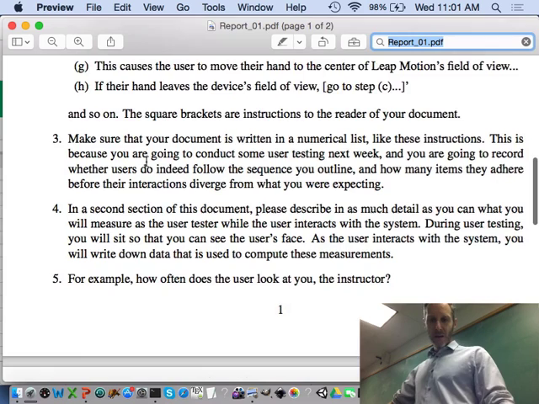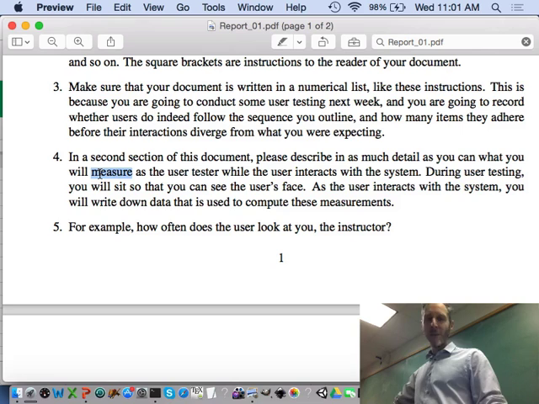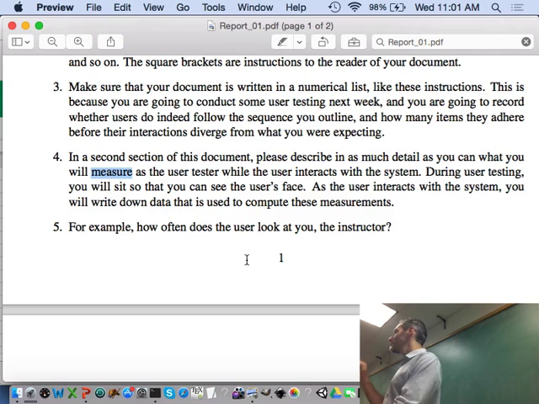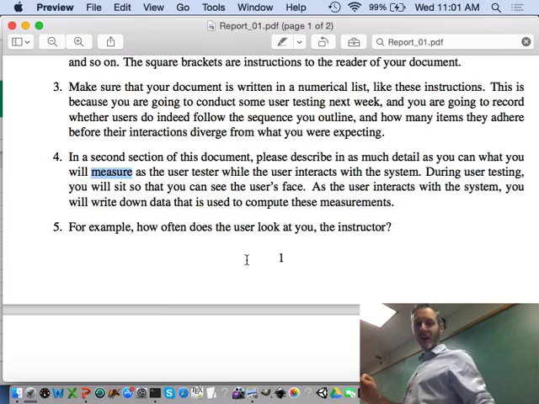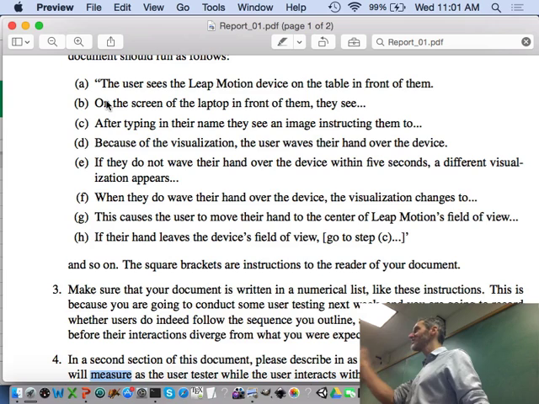Okay, in the second section of the document, I want you to talk a lot about measurement, and here I want you to be as specific as possible. So as I mentioned, when you do user testing the following week, the user is going to be sitting in front of your screen with their hand over the device. You're going to be sitting looking obliquely at them, so you can see the screen and you can see their face. You're going to be marking down on a piece of paper this, but also marking down some other data to measure this interaction, right?